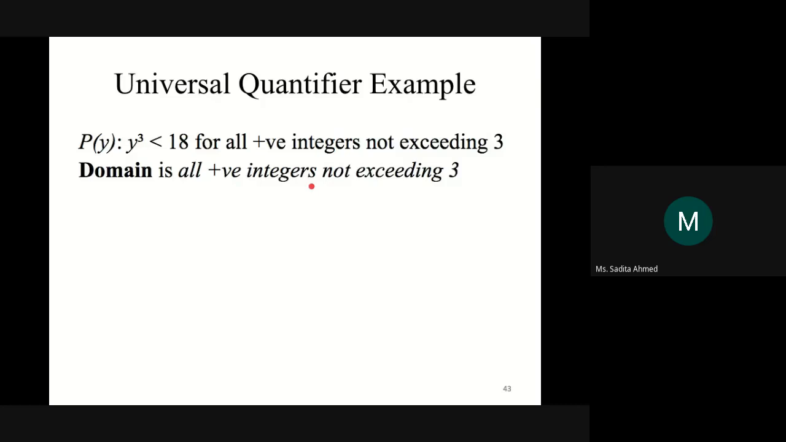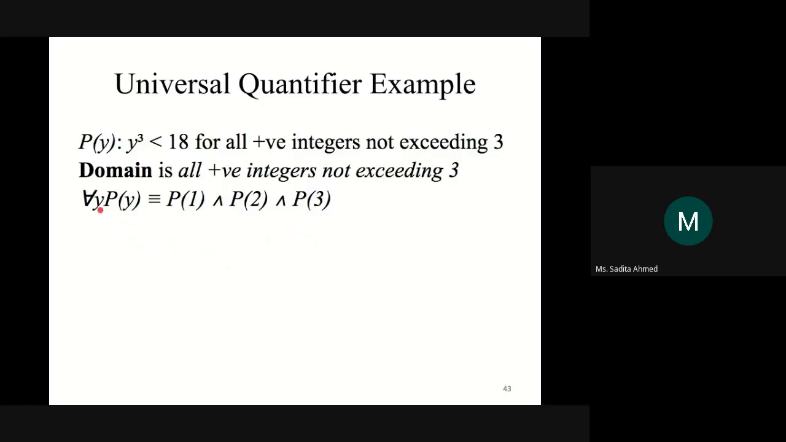If that is our domain, and we have to find out the truth value of the universal quantification of this function for this specific domain, how do we do that? The universal quantification of this function is equivalent to what? P1 and P2 and P3. Why? Because 1, 2, 3 are all the elements of the domain.